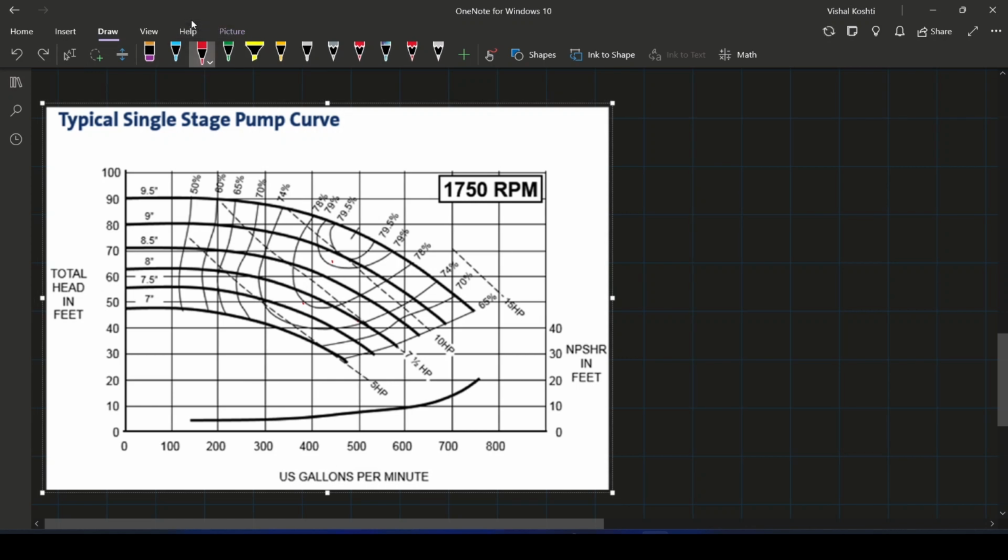In this graph, we can see that the pump is given at a constant speed of 1750 rpm. And as I told, the head is measured in terms of feet. Here, Q is measured in terms of gallons per minute. And this is the NPSH curve, that is net positive suction head, in terms of feet, that is the head.